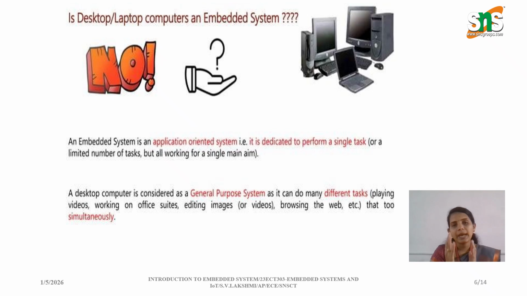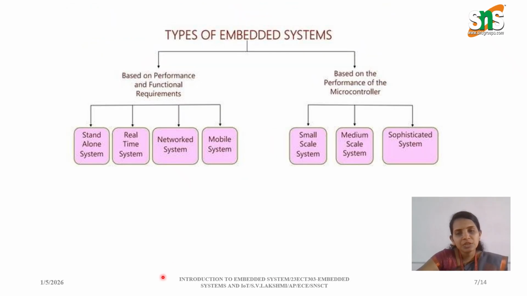So laptops and desktops are not embedded systems. They are general purpose systems. So there are different types of embedded system based on the performance and functional requirements. So we have four major types: standalone system, real-time system, networked system, and mobile system.